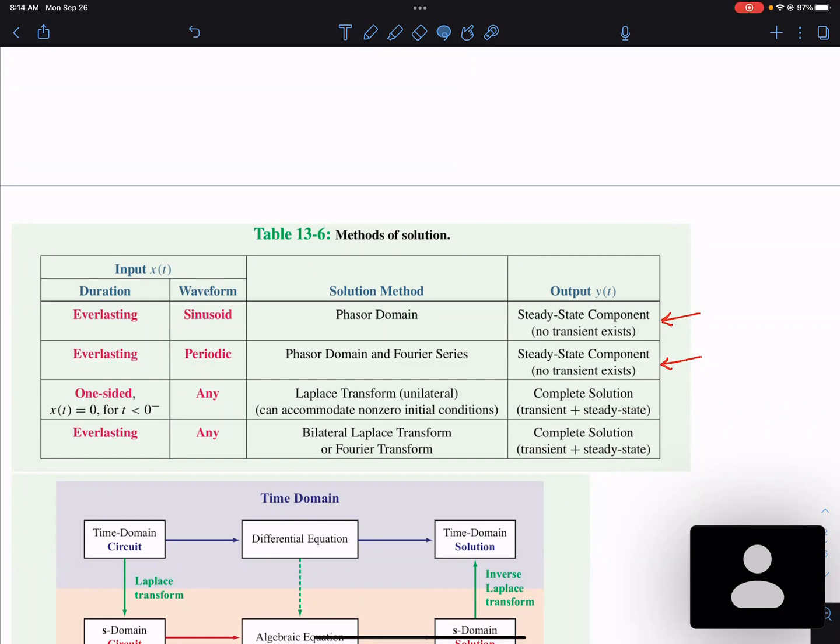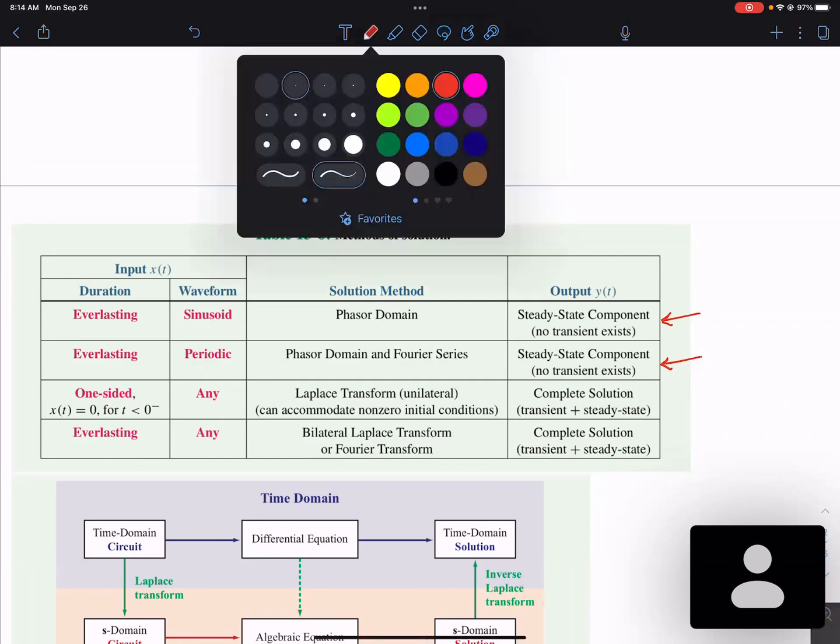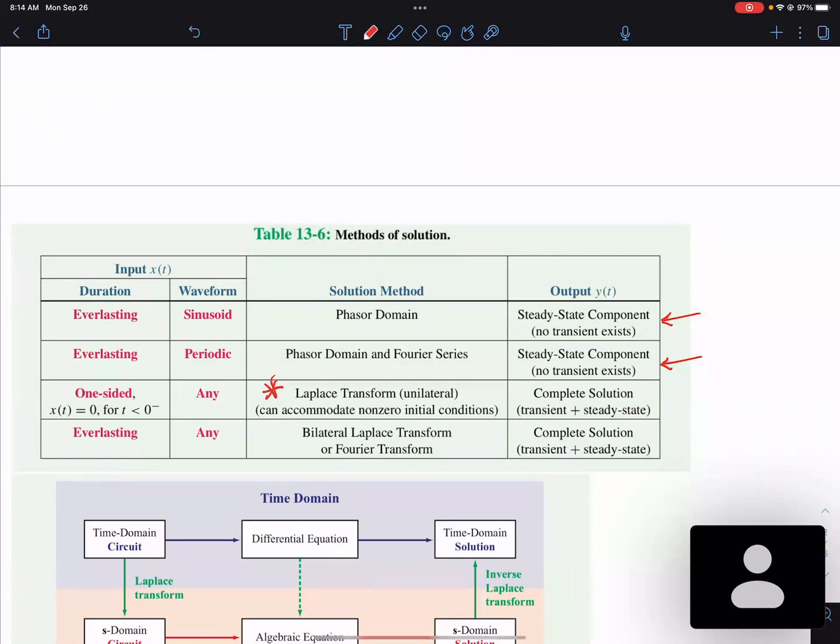And so the other way is this Laplace transform. This is what we're going to look at now. The Laplace transform, sorry, can have any input signal. It gives you both the transient and the steady state. So now we'll be able to know the initial value, the end value, and how it transitions between those values.